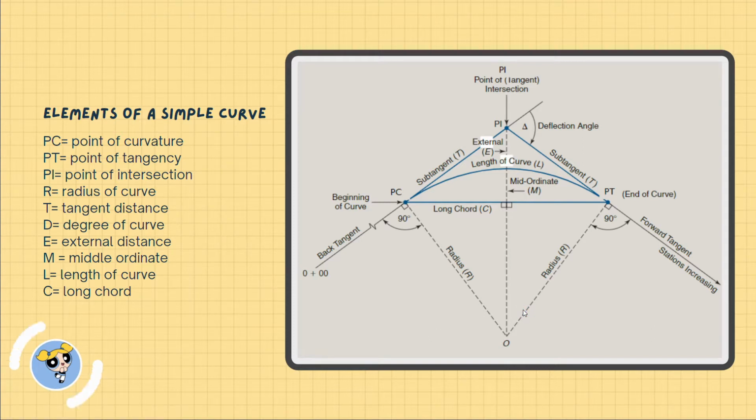The point from the left tangent line, kani, is what we call the point of curvature. It is where the circular curve begins. The back tangent is tangent to the curve at this point. Meanwhile, the other point found in the right tangent line is known as the point of tangency or the end of the curve. The forward tangent is tangent to the curve at this point. Moreover, the point of intersection, kani sa pinakatop, marks the point where the back and forward tangents intersect.